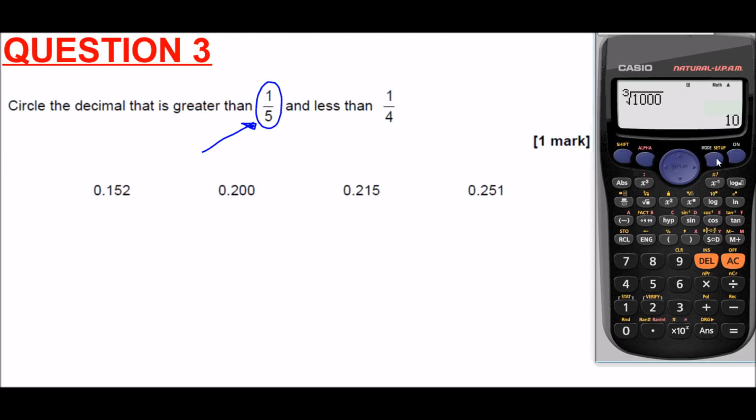Question 3, we need to circle the decimal that is greater than 1/5 and less than 1/4. Because we've got decimals here to compare, what I'd suggest doing is changing each of these fractions into a decimal. The way we can do that is to type in the fraction on the calculator, press equals, then press the S to D button. And so 1/5 is the same as 0.2.